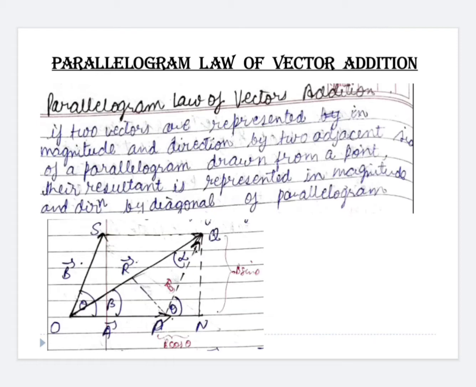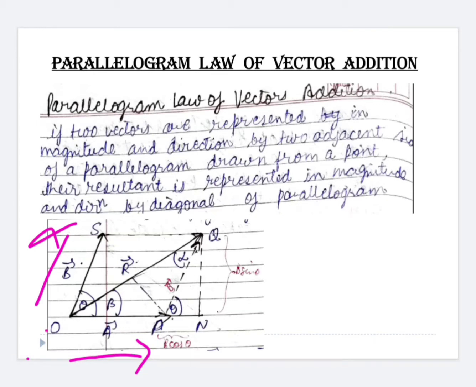It states that if we have two vectors, as you can see from this figure, vector A and vector B. Side OP represents vector A and OS represents vector B. So if we have two vectors represented by the two adjacent sides of a parallelogram, as you can see, this parallelogram is starting from point O.